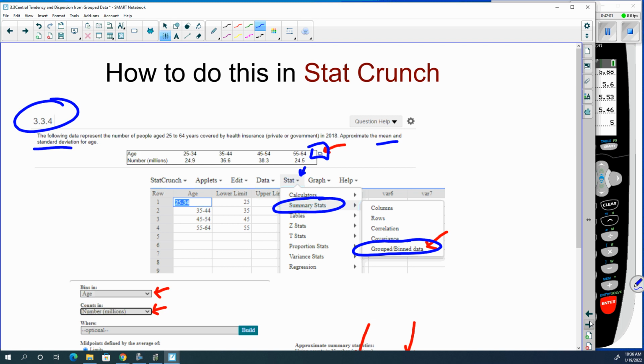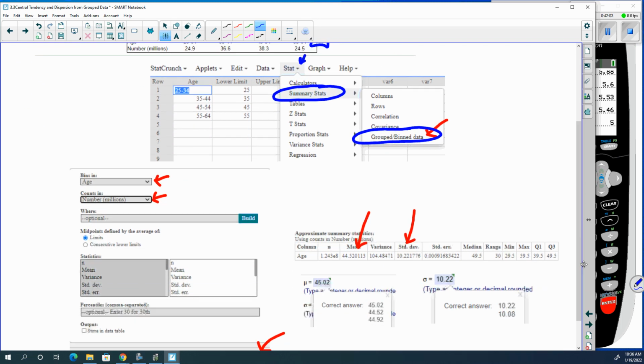So you'll choose the grouped or binned data, and your bins are those ages, those were your groups. In this drop down, you select the ages. And then the counts, and it says they were numbers in millions right there. So you select counts in numbers, millions. That's how many people were in that group. Over here you can select the statistics you want. The ones in white are already pre-selected. If you don't want all of those, you can just select the ones you need for the question.